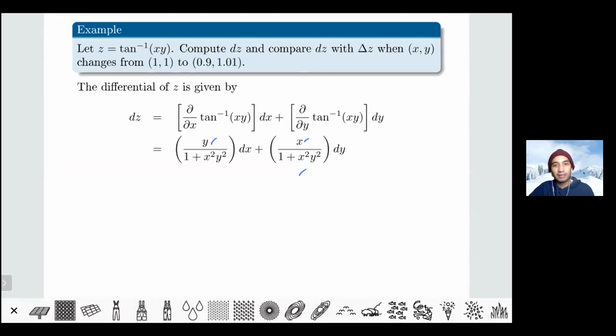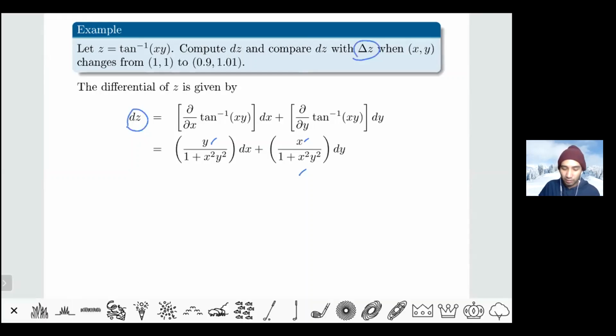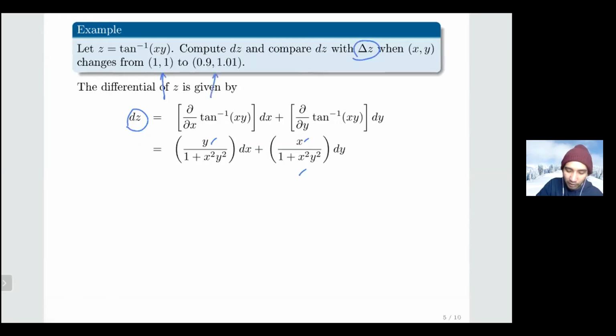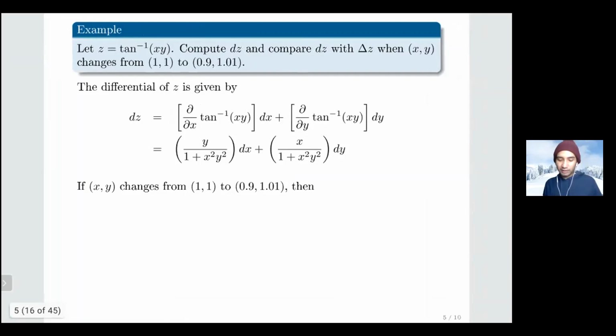Ang isang gagawin naman natin, kailangan nating mag-estimate kung ano daw yung value ng dz compared sa actual change in the output. So, kapag binago mo yung input from 1.1 to 0.9 and 1.01, ano mangyayari sa ating output? Okay, so if x and y change from 1.1 to 0.9, 1.01, ibig sabihin, yung delta x natin ay the new x value minus the old x value.